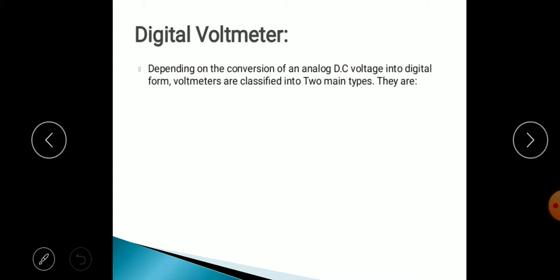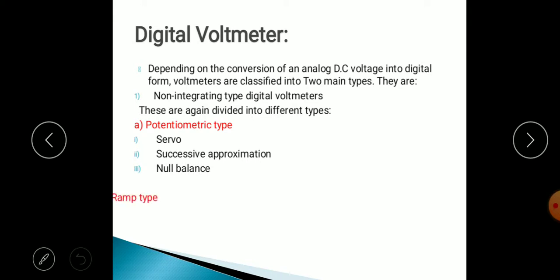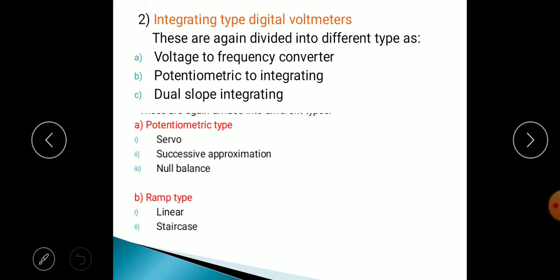Depending on the conversion of an analog DC voltage into digital form, voltmeters are classified into two main types. They are non-integrating type digital voltmeters, and these are again divided into two different types. First, potentiometric type. In that, servo, successive approximation, null balance. Second one is ramp type. In that, linear and staircase.